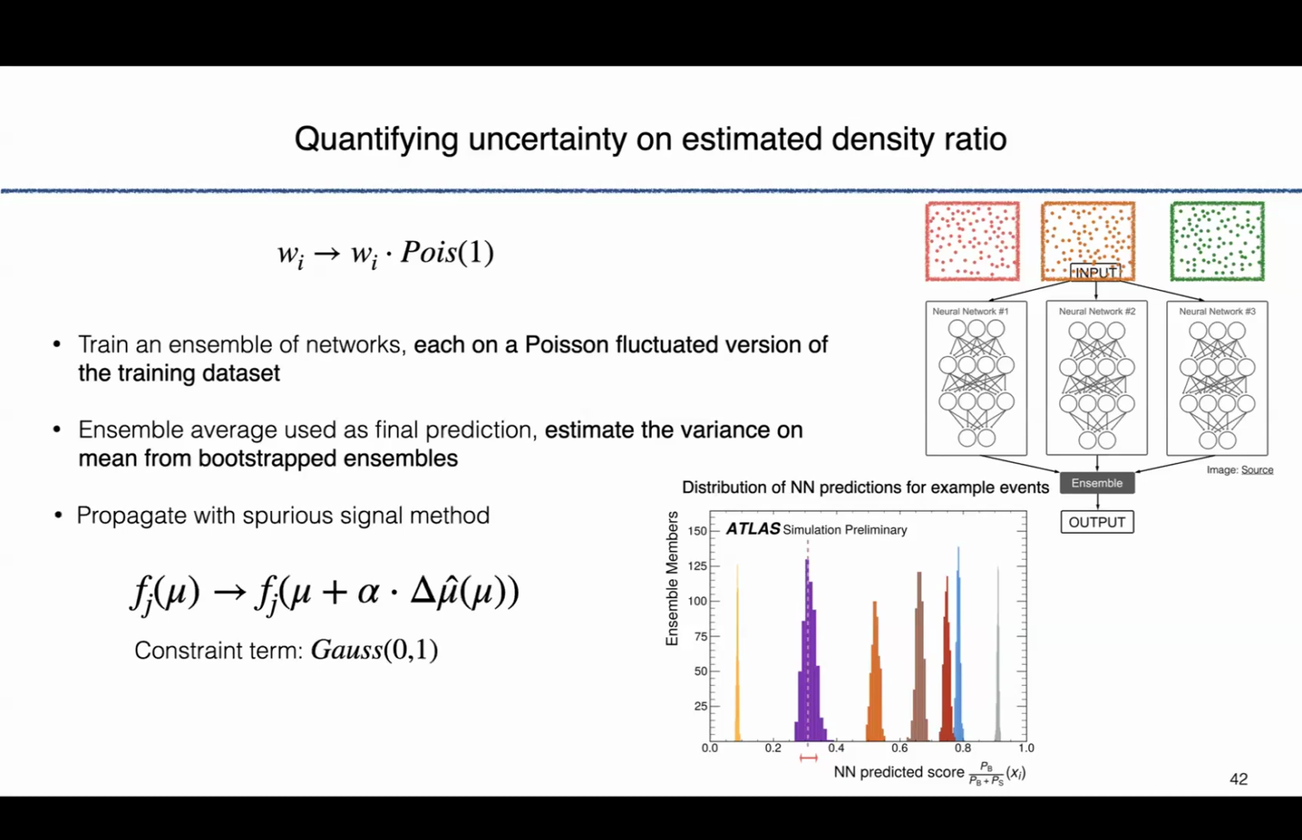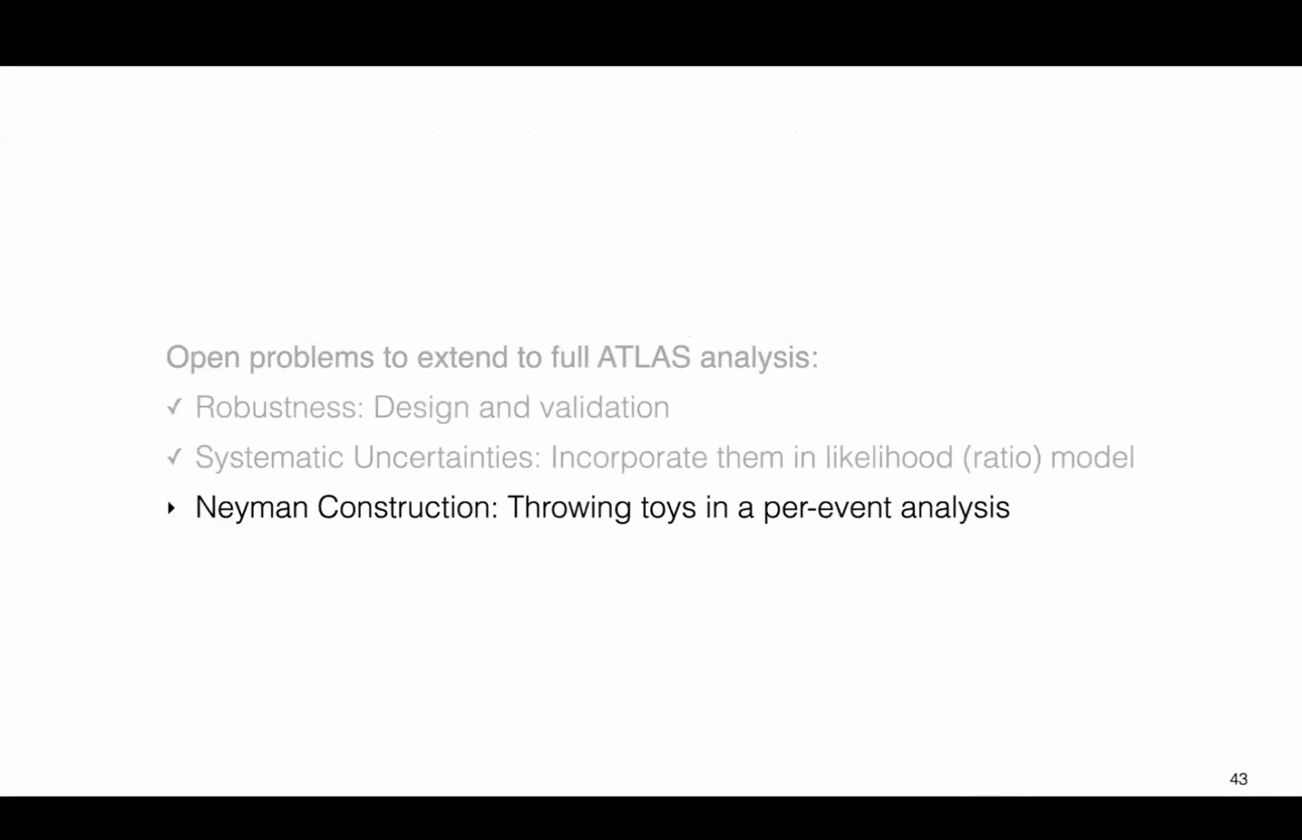You need to make sure that all the correlations are in place, and we do that with something called the spurious signal method, which is also an ML version of something that we've done before. Okay, then comes the Neyman construction.